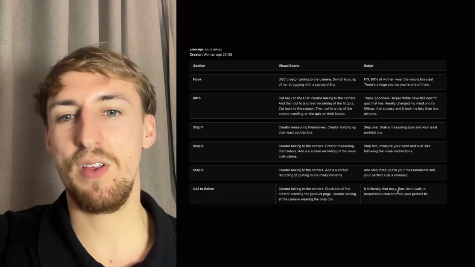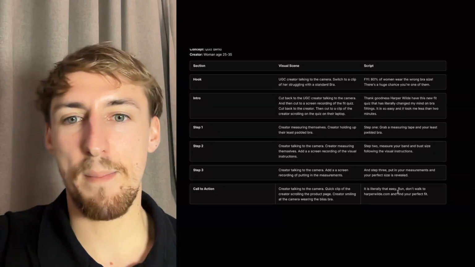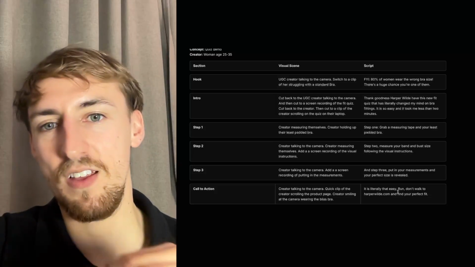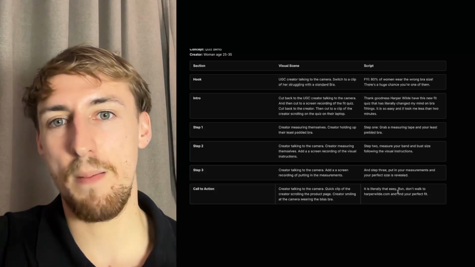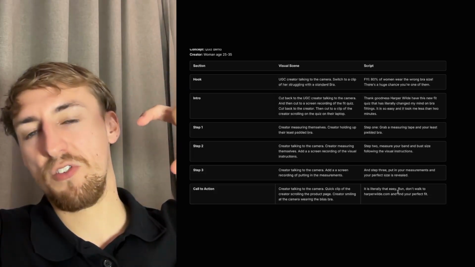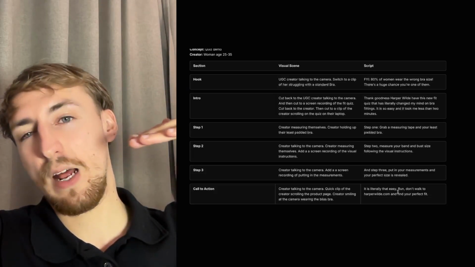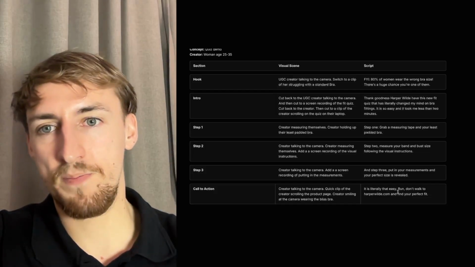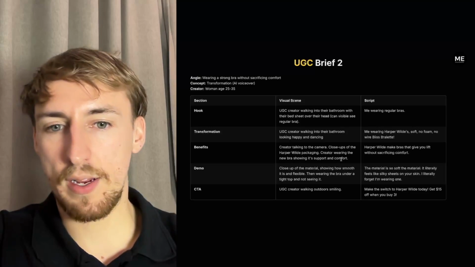So very simple, short, sweet, but as I said, the biggest objection was sizing. This answers the sizing issue. This is getting people who might have watched a previous ad, but they're unsure on the sizing. They've got objections. This is going to answer the objections, get them onto the website, which is ultimately where you want them. Brief 2, again, short and sweet.